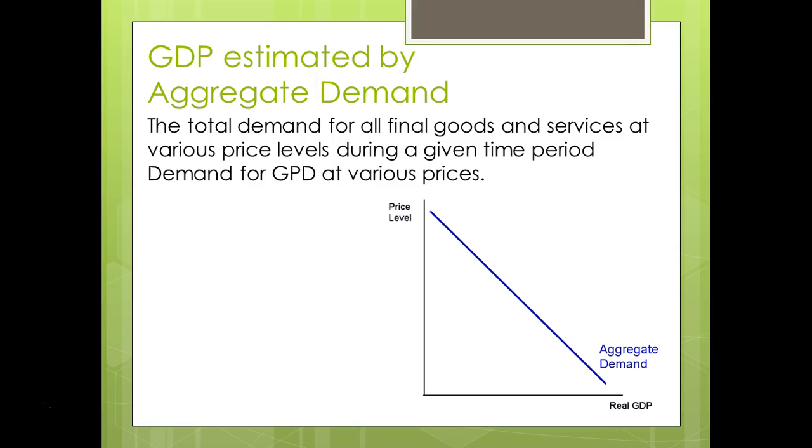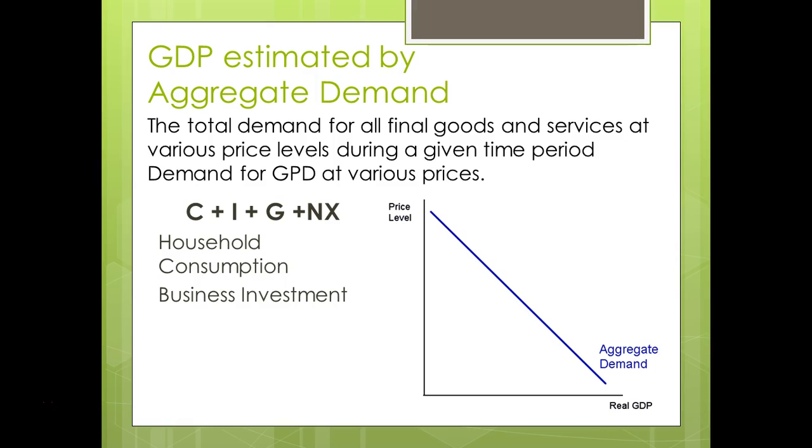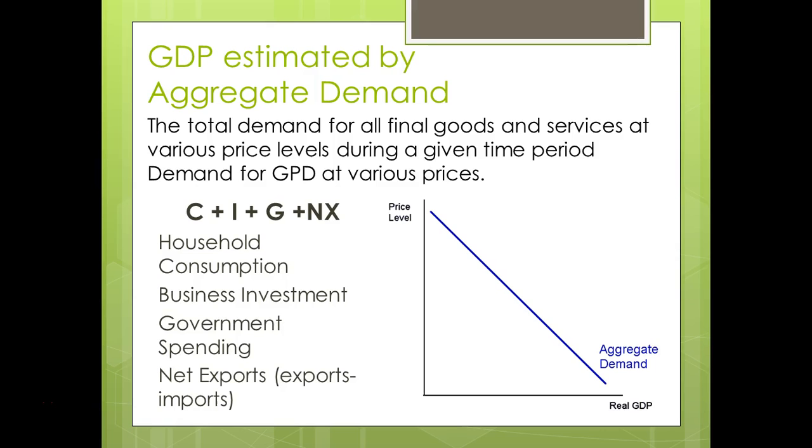So you can see it on the graph there, and at high prices, if everything is really expensive, people don't buy very much of anything. But if everything is cheap, people buy a lot of everything. And we have a formula for calculating aggregate demand that is C plus I plus G plus NX. C is household consumption, I is business investment, G is government spending, and NX is net exports.